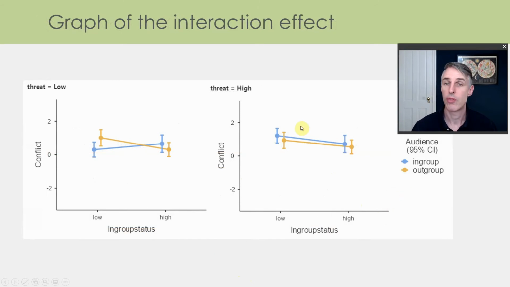Okay. This is very similar to what we've seen before, but now we have 2 panels. So we're breaking down the status by audience interaction by different levels of threat. This is the low threat combination, and this is the high threat combination. And we can see that although in the low threat condition, in the outgroup audience condition, the effect of status, this slope here, is actually significant, it is not in turn significantly different from the effect of status in the other three combinations.